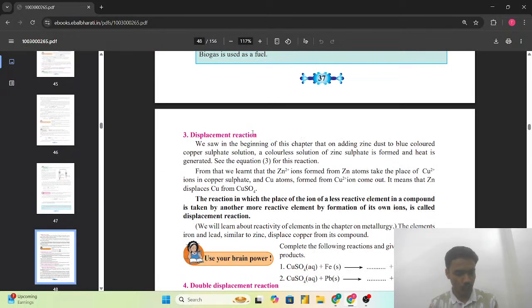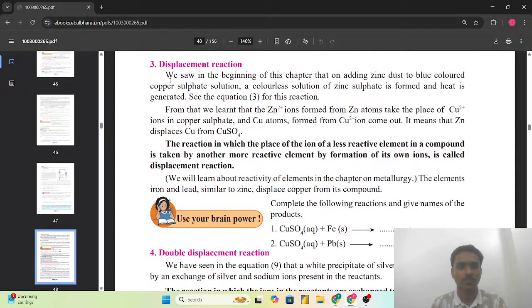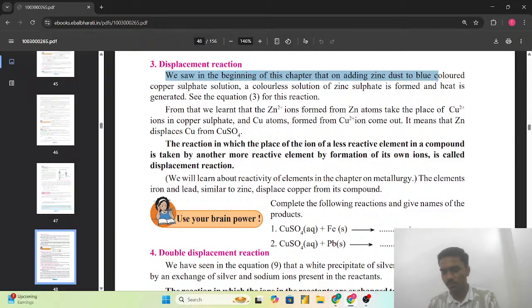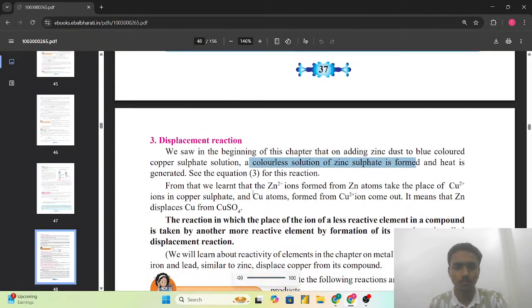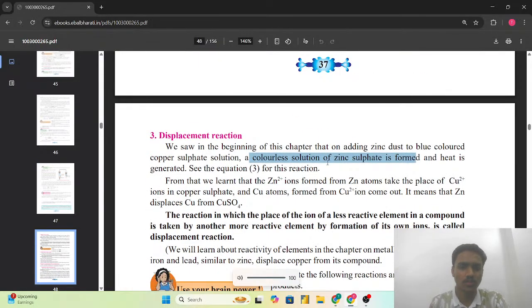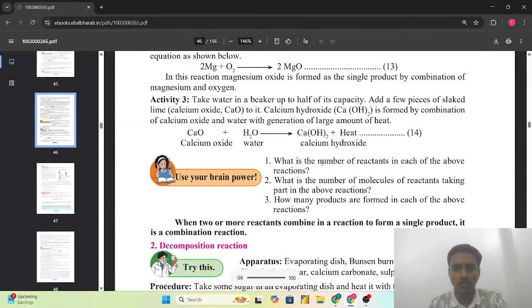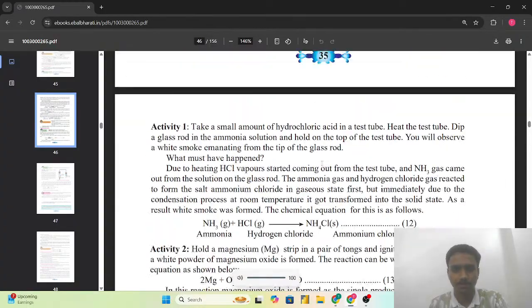We are now going to see the displacement reaction. We saw in the beginning of this chapter that when I add zinc dust to a blue colored copper sulfate solution, a colorless solution of zinc sulfate is formed. We have seen this reaction above, in equation 3.